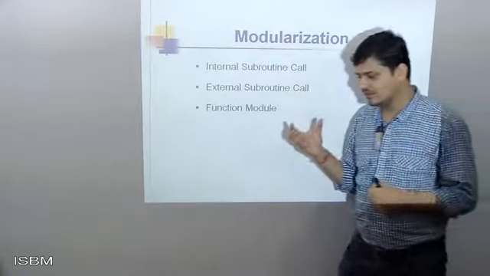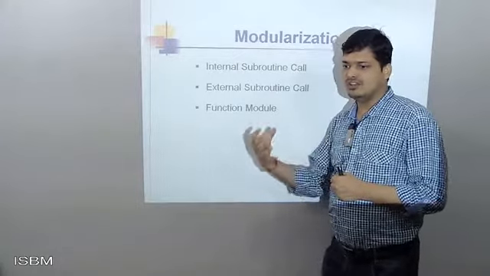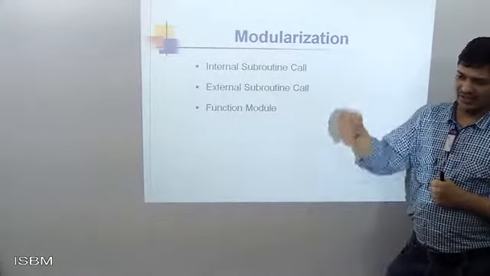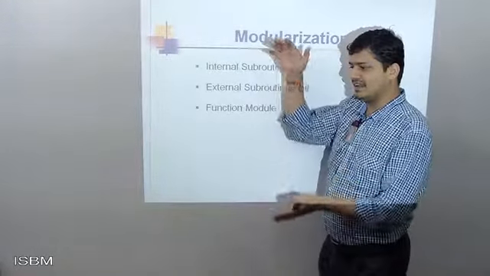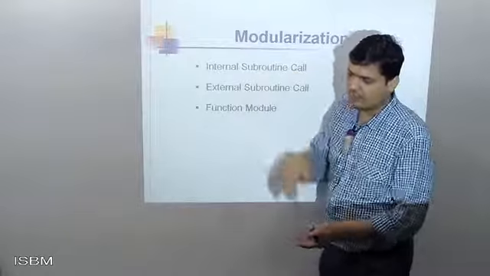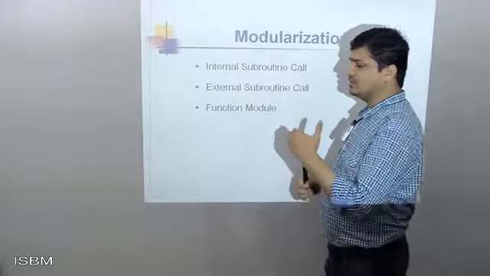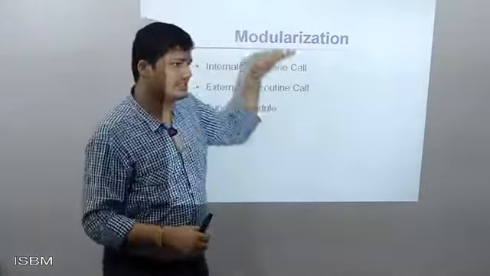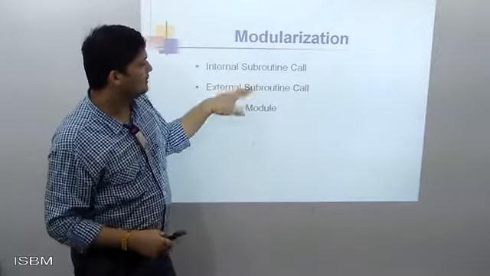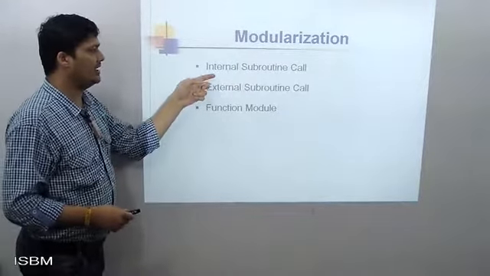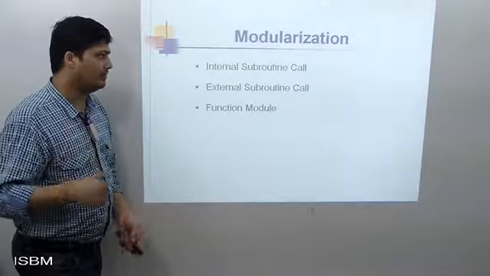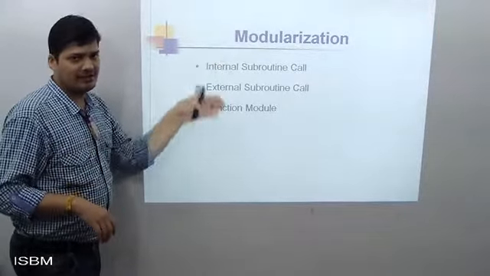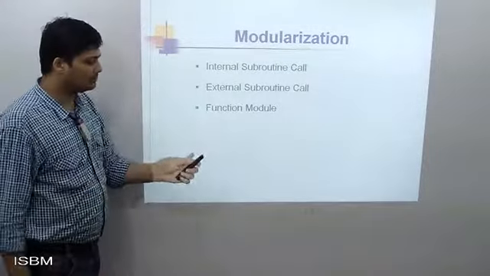In the perform, we are writing a piece of code, and it will execute when your program starts executing. So in the internal subroutine, suppose we have written a perform. For every perform, there should be a form and endform. And inside a form and endform, you need to write a piece of code.